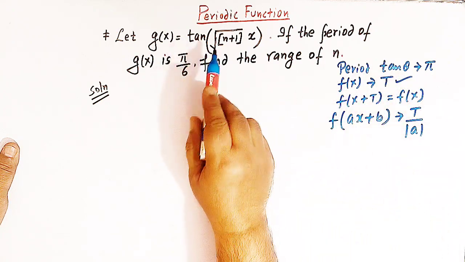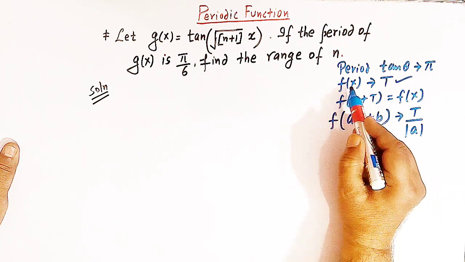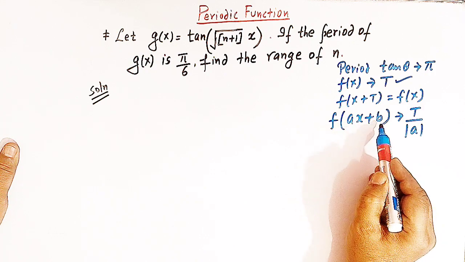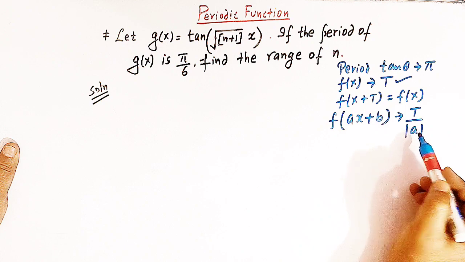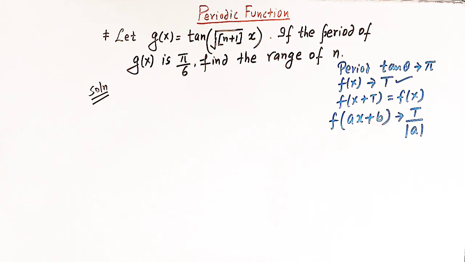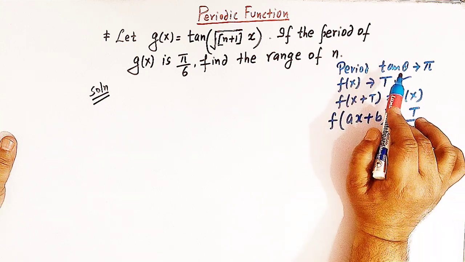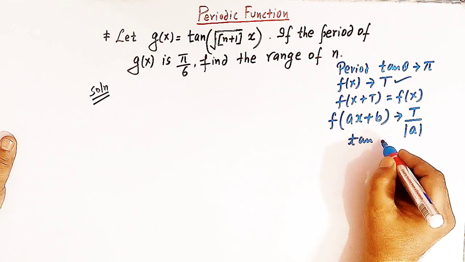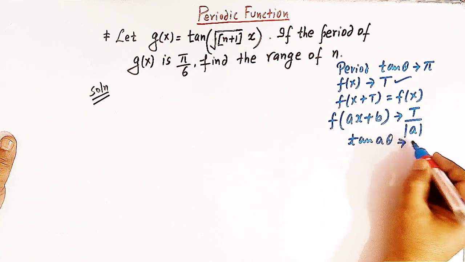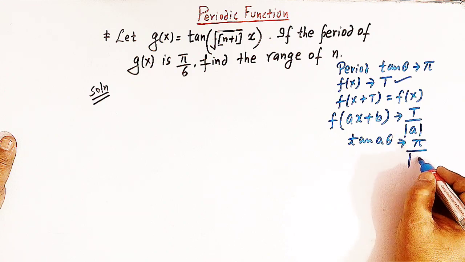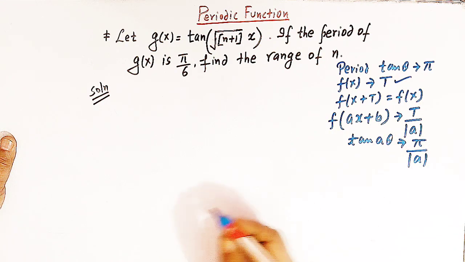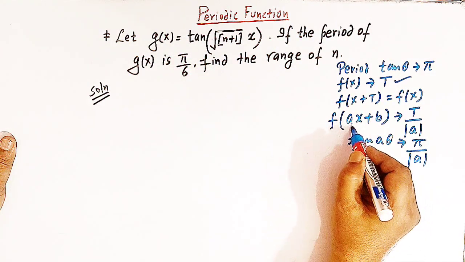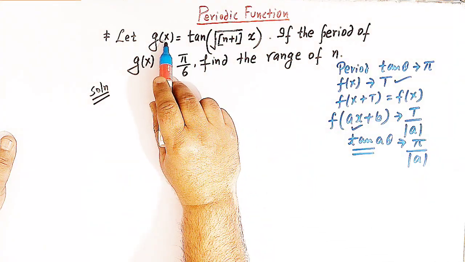So we will make use of this concept: if f of x has period t, then the period of f of ax plus b is given by t over mod of a. So if the period of tan theta is pi, then the period of tan a theta is given by pi over the absolute value of a, right? This concept is derived from the previous one. So let us come to our given function.